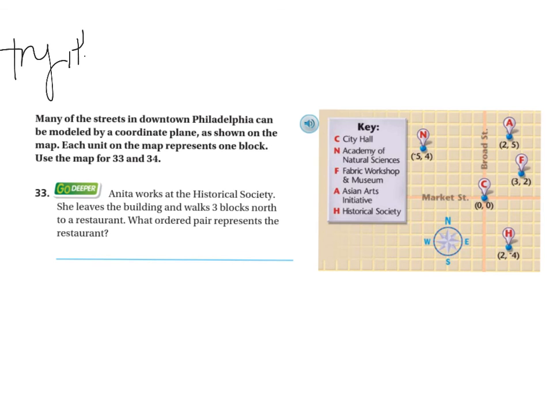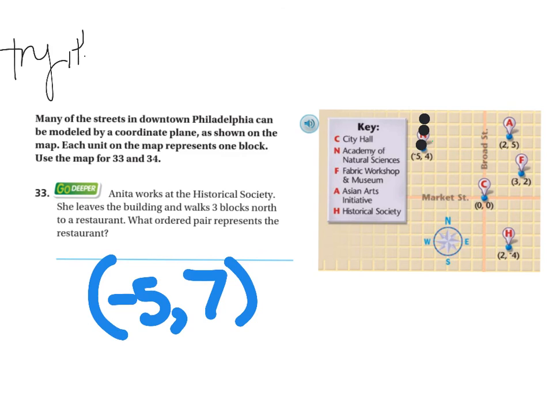Okay, so let me see how I would solve this if I were you. So I would start Anita at the Historical Society, which is -5, 4. Now, if Anita walks 3 blocks north, she's going to go up. So 3 blocks north would put her 1, 2, 3. So it looks like she would stay at -5, but her 4 would go up 5, 6, and 7. So the ordered pair would be located at -5, 7.